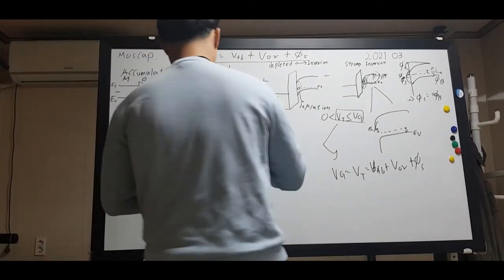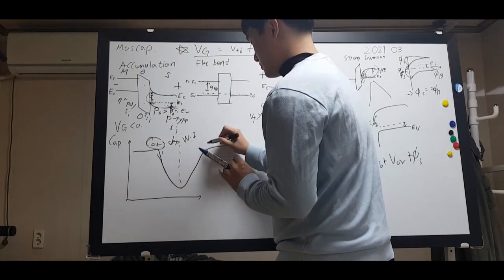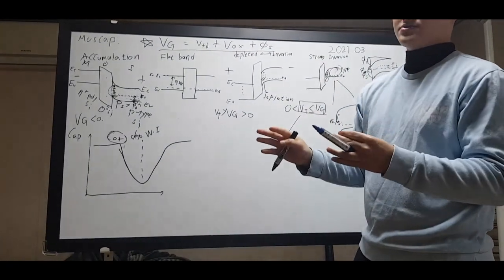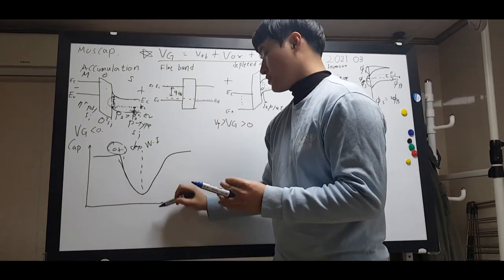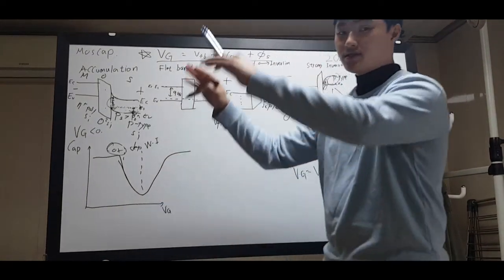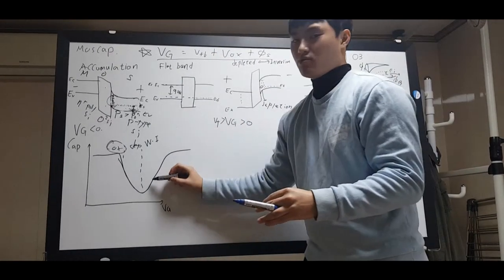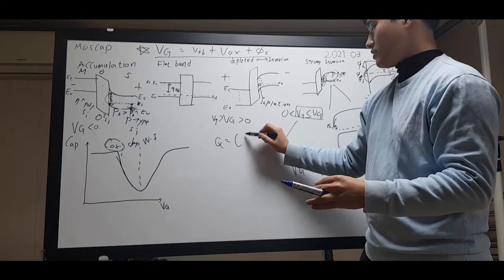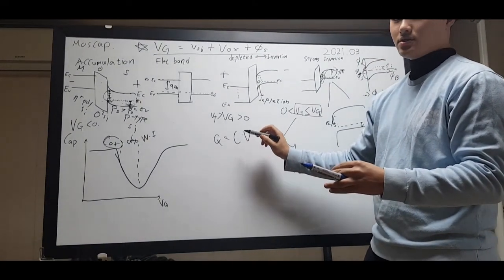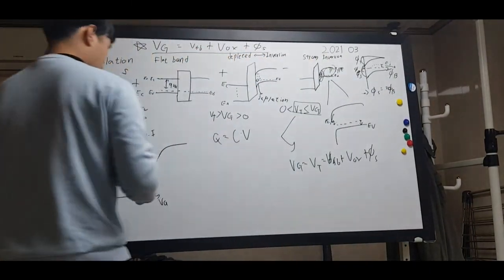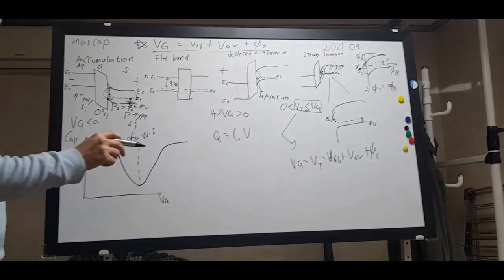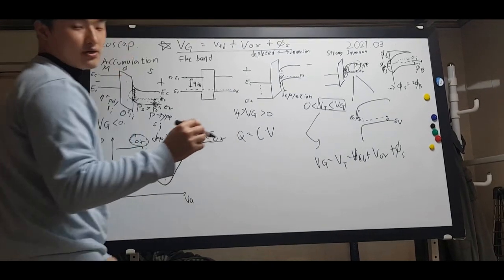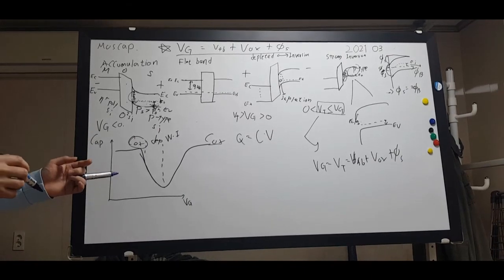And for weak inversion, electrons start to gather, but they are weaker than in strong inversion. When the voltage of the gate gradually rises, the electrons will start to gather more, and they will make some capacitance more. We know that Q equals C, capacitance, times voltage. And lastly, in strong inversion, the capacitance will be equal to the oxide capacitance.